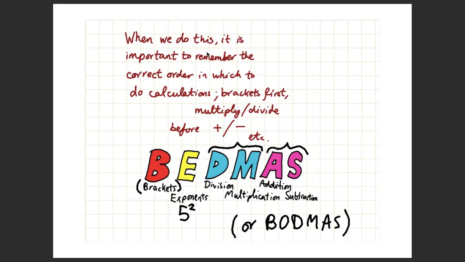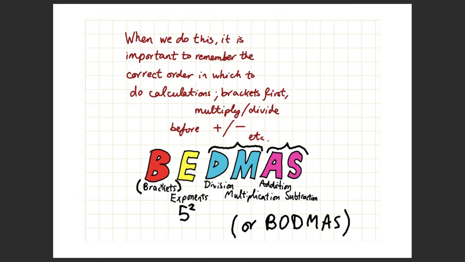So when we do this, it is important to remember the correct order in which to do calculations. Brackets first, then multiply and divide, then plus and minus. So that's often known by the acronym BEDMAS. Depending where you come from, that might be BODMAS, which I was used to in the UK. You see PEMDAS, where brackets are called parentheses. Parentheses, that's not easy to say at 5 o'clock in the morning when I'm doing this.